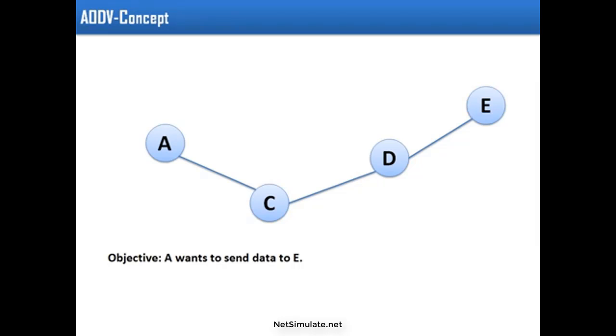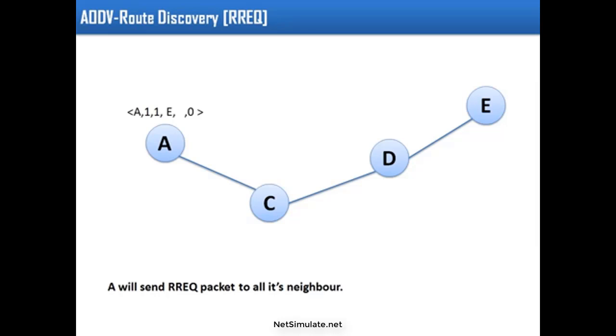So now let's continue our example. A wants to send some data to E, so A has to start the route discovery process. Under this process, A needs to transmit a route request packet. That packet we are considering here: first, the source address, source sequence number, then the destination address, destination sequence number, the hop count, and the third unit is the broadcast ID.